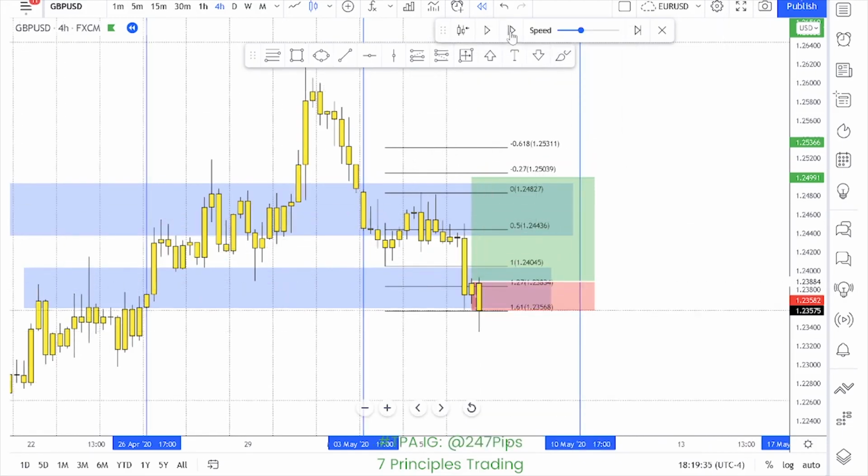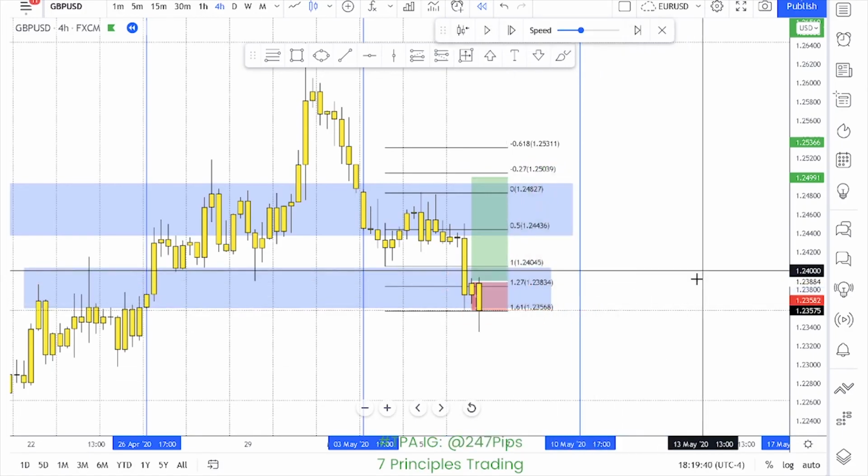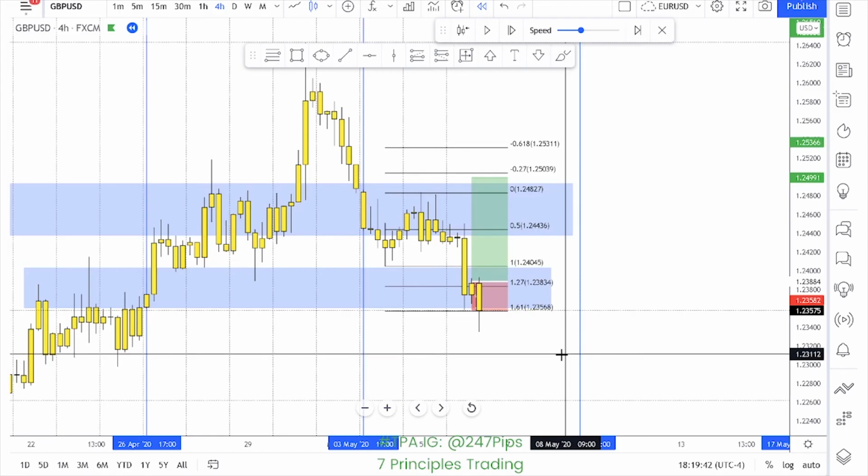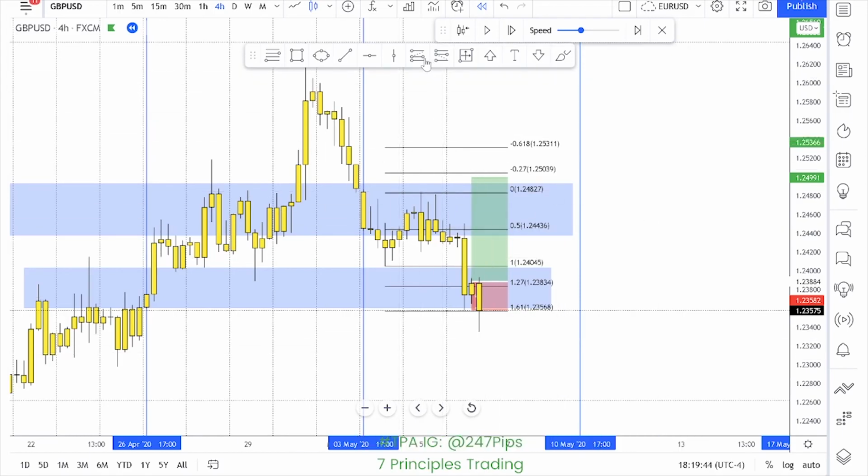Let's tick through. Stop loss hit. Okay. Sometimes it goes like that. We're actually right at the 161. So I'm just going to get into another re-entry based on that.